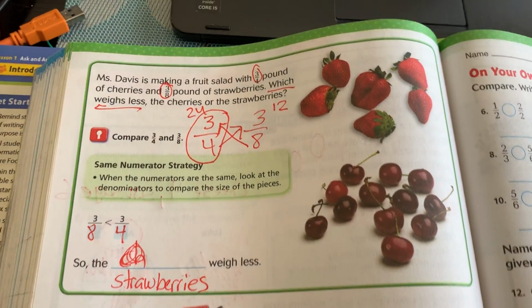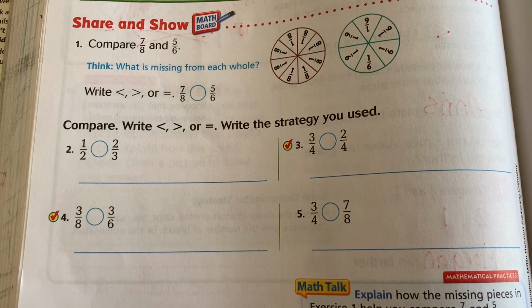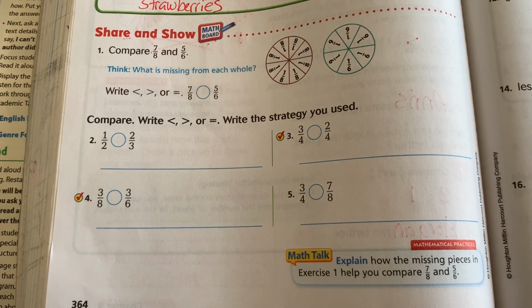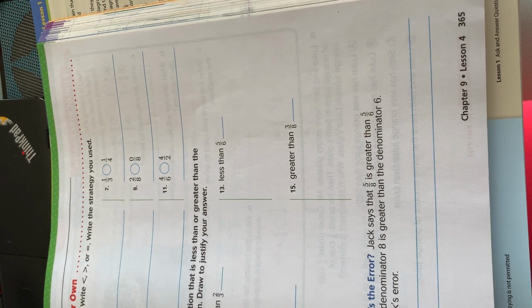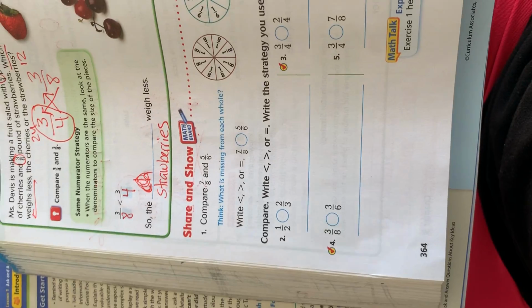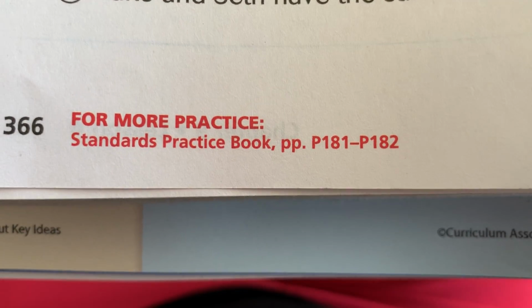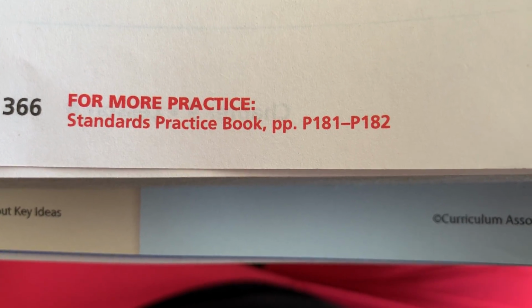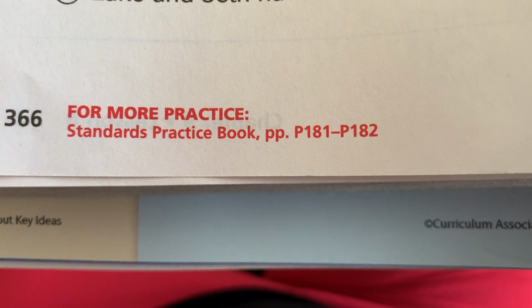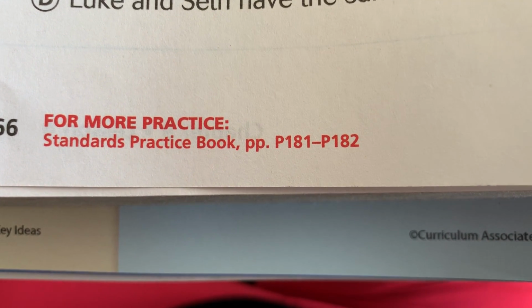Okay, I think you're good to do this part on your own. Remember, the best way is to cross multiply. You're going to do both page 365 and the bottom of 364. And then you're going to do your practice book, which is page 181 and 182, which I will put on your Google Classroom. If you have any questions, send me a dojo.